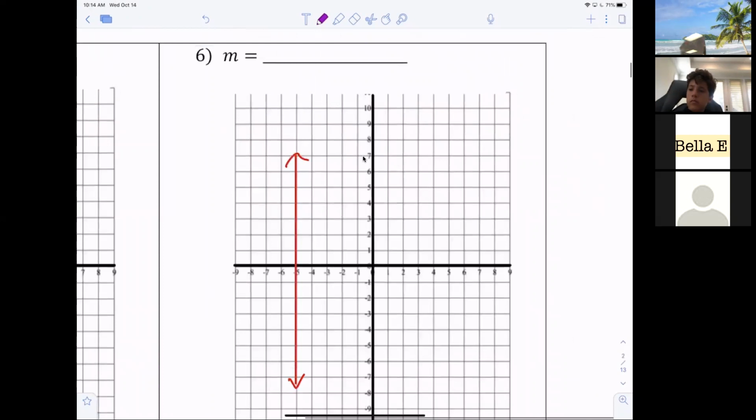Now, number 6 is a special case. Jack, what is it? A 0 with the line through it. There is no slope, or we say the slope is undefined. All vertical lines are undefined. All horizontal lines have a slope that is 0.